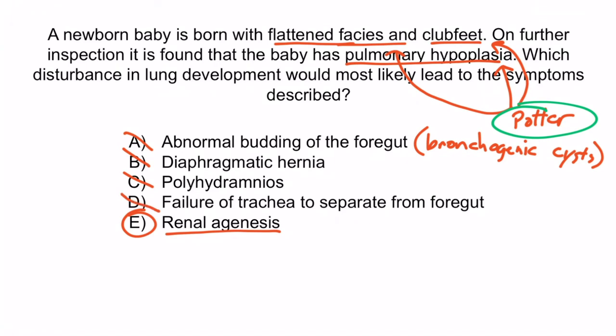Finally, choice D is incorrect because failure of the trachea to separate from the foregut results in esophageal atresia and/or tracheoesophageal fistula. It does not cause Potter sequence. So again, the only answer that leads to Potter sequence is choice E, renal agenesis. And that concludes this section.